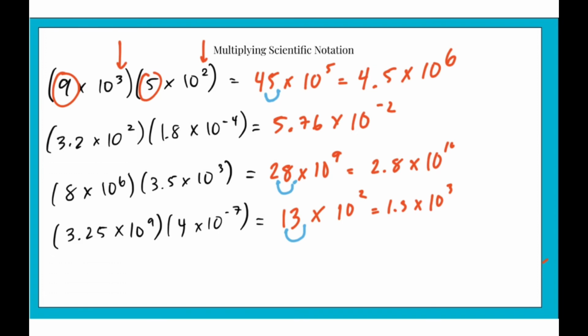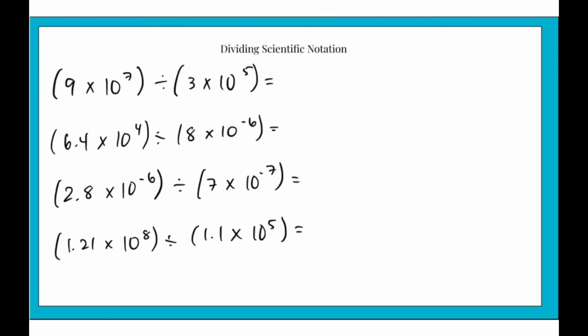Let's try dividing scientific notation numbers. It's going to be pretty much the same rules as multiplying, but in this case, because we're dividing, we need to divide the two numbers together, and then instead of adding the exponents, we're going to go ahead and subtract the exponents. The first one is going to be 9 divided by 3, that's just 3, times 10 to the power of 7 minus 5, and that's 2.